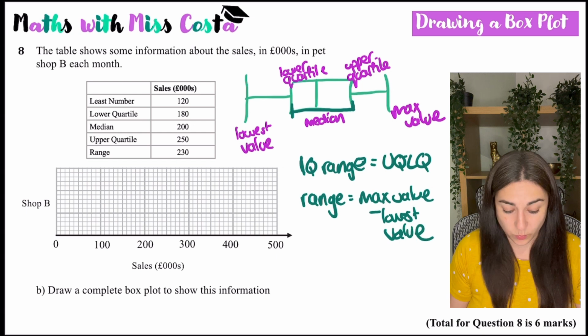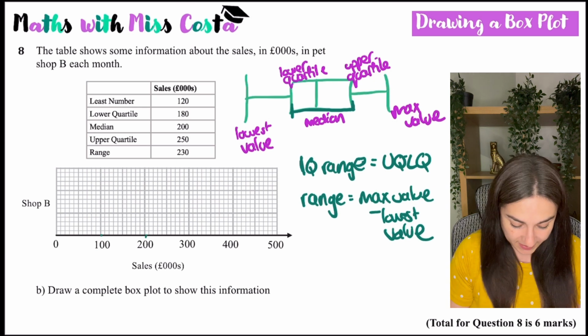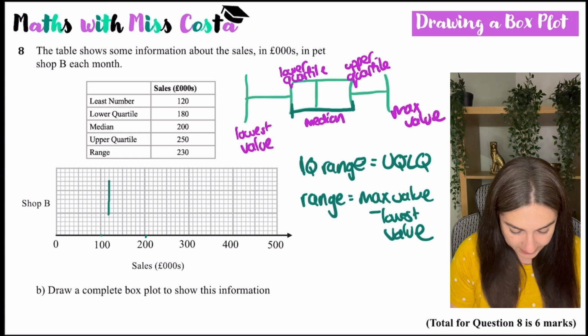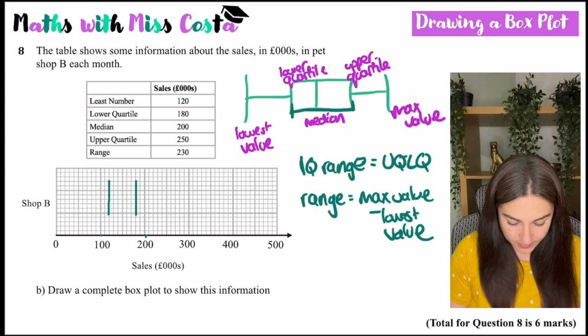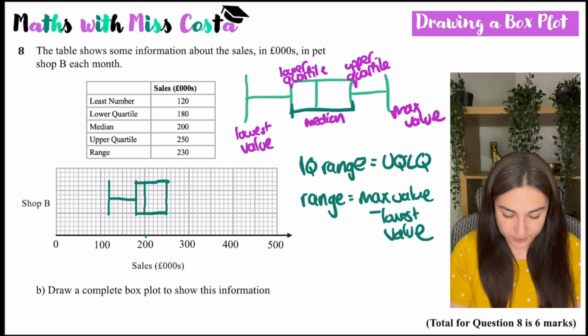So let's have a look at what I've been given. I know the least number is 120. So the distance between these 10 squares is 100, so each square must be worth 10. So 120 would be here. The lower quartile is 180. The median is 200. The upper quartile is 250. And the range, okay, so I haven't been given the maximum value, but I've been given the range. And how do I work out the range? It's the max value take away the lowest value.